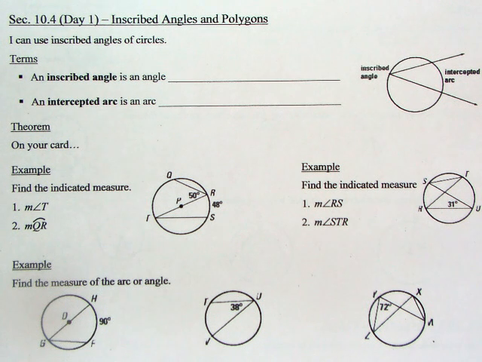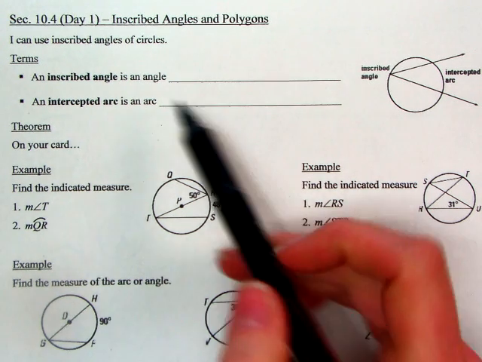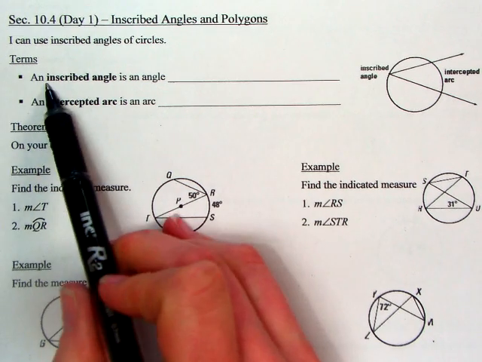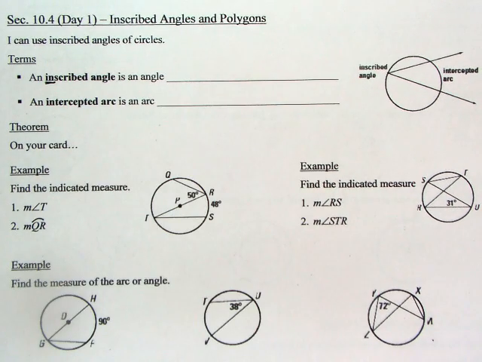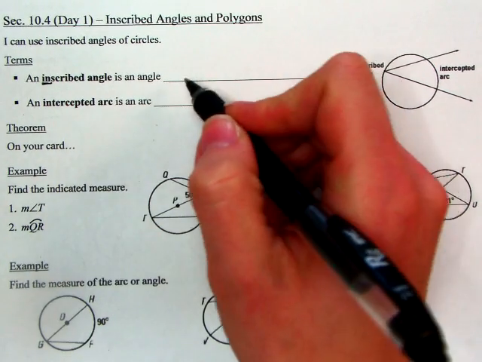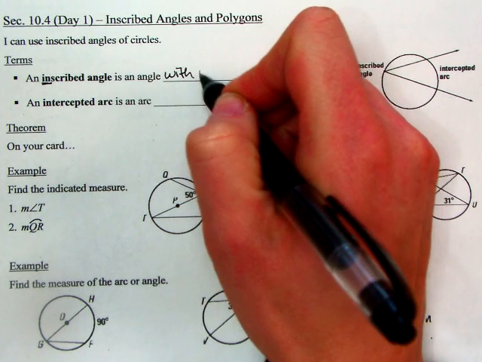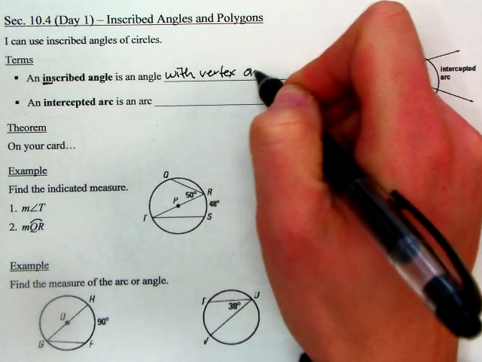Okay, this is section 10.4, day 1, and today we're going to start talking about inscribed angles and polygons. So we're going to start putting things inside of the circle. And so to start with that, we're going to be able to talk about inscribed angles of circles by the end of the lesson. An inscribed angle, kind of underline that in part, is an angle with vertex on the circle.